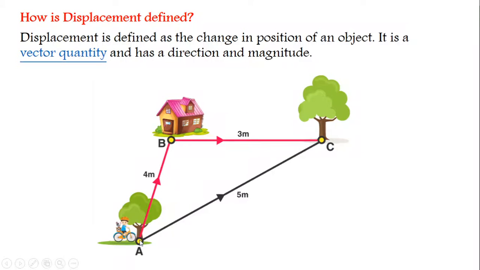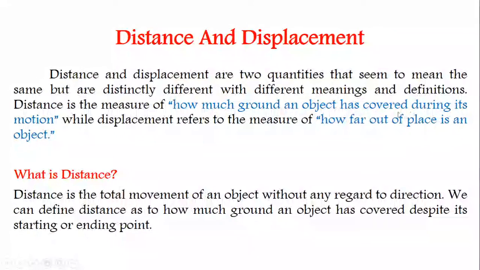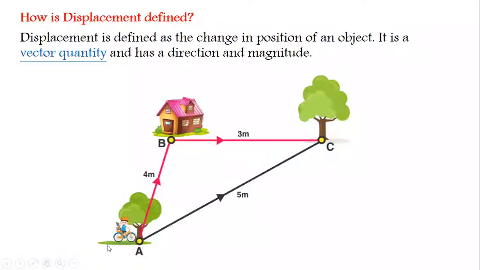Here the distance is how much ground the object has covered during the motion. The distance is A to B, 4 meters, plus 3 meters. So the total distance is 4 plus 3, that is 7 meters. This is the distance.